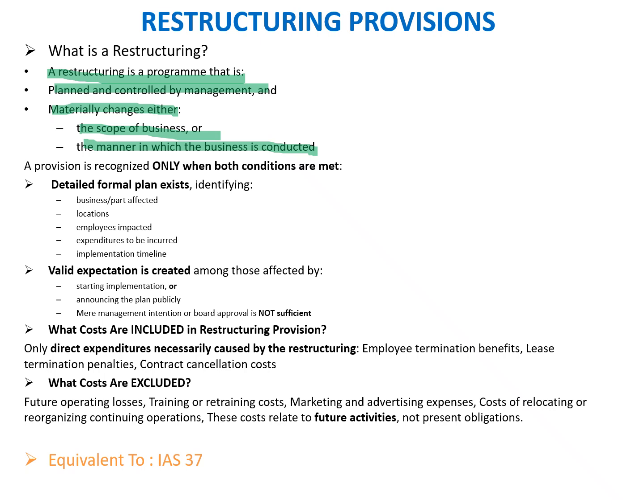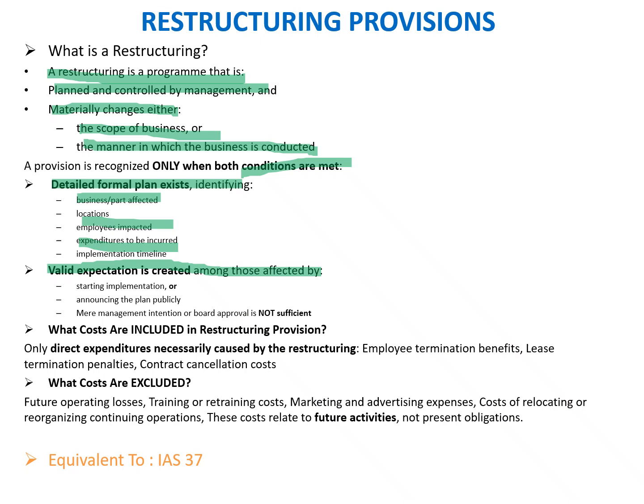A provision is recognized only when both conditions are met. What are those? A detailed formal plan exists, and a valid expectation is created among those affected by the program or the restructuring methodology. Which means we have to recognize the provision once we have the detailed formal plan. What is the detailed formal plan going to help us with? It helps us understand the business which is affected, the employees being affected, the expenditure that needs to be incurred, and the implementation timeline. So that business plan needs to be made available once we have decided on the restructuring, and only then can we create the provision.